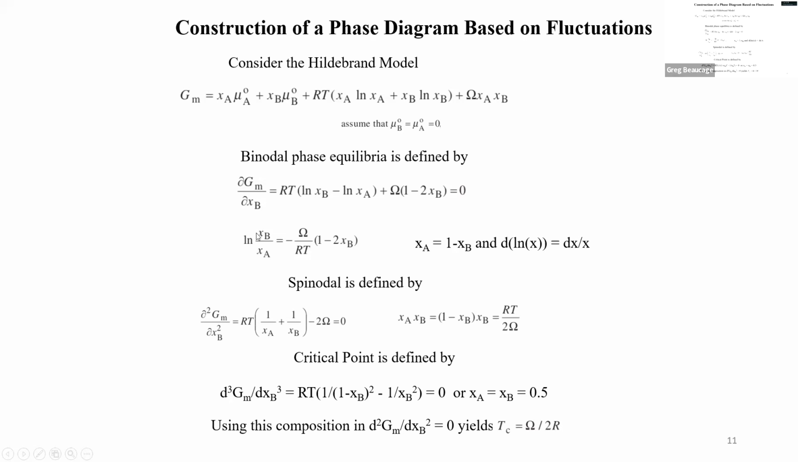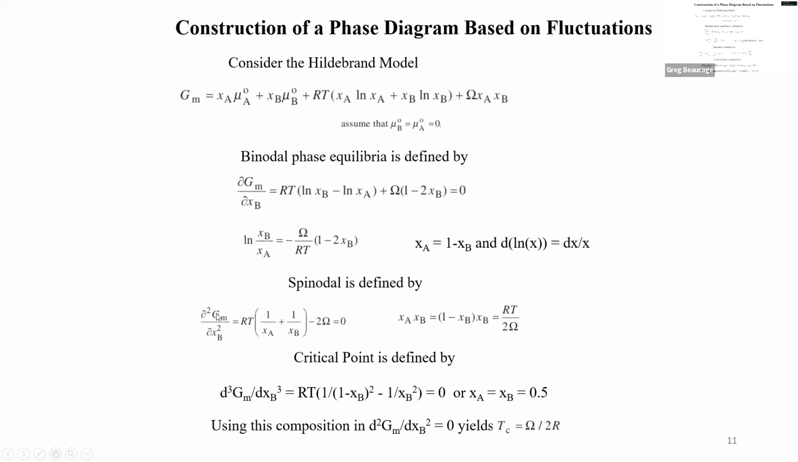So if you set that equal to 0, you can solve it, and then you can find out what the binodal composition is in terms of the Hildebrand parameter. Right, because there's just the composition. xa is 1 minus xb, so just one composition here and one Hildebrand parameter. So just that term defines the composition for the binodal.